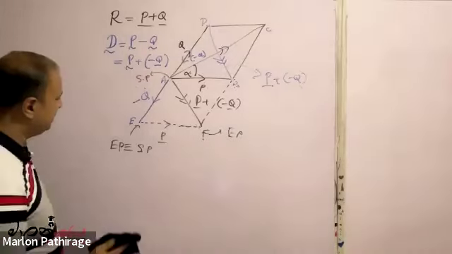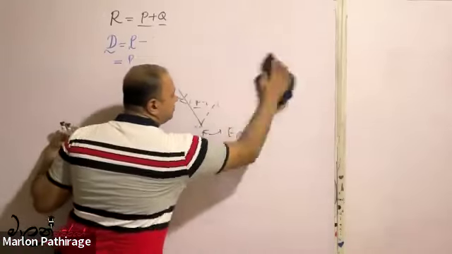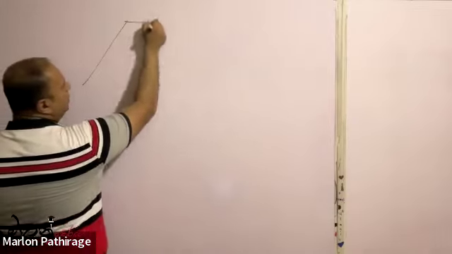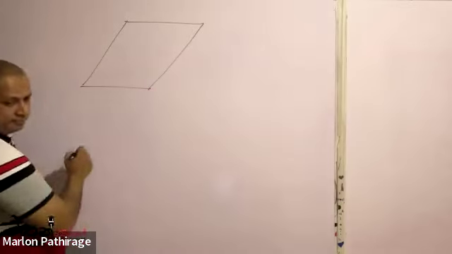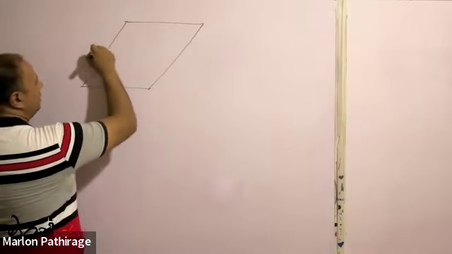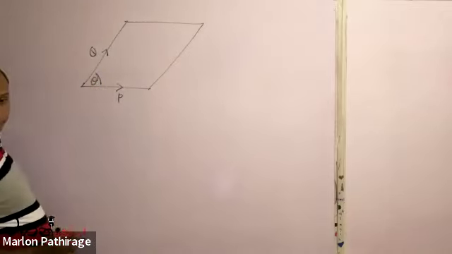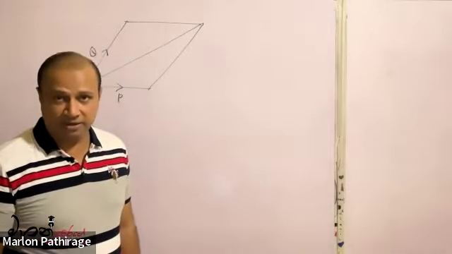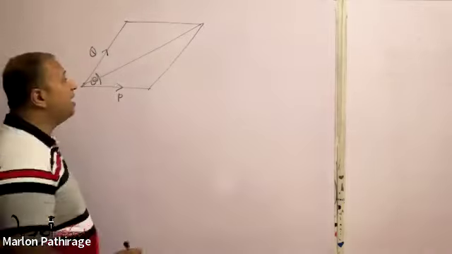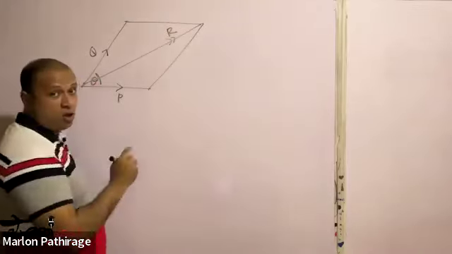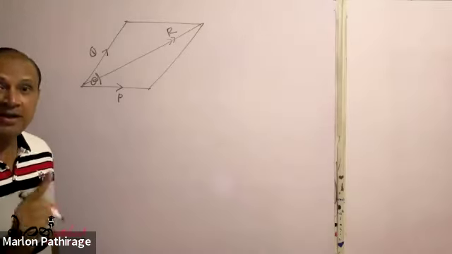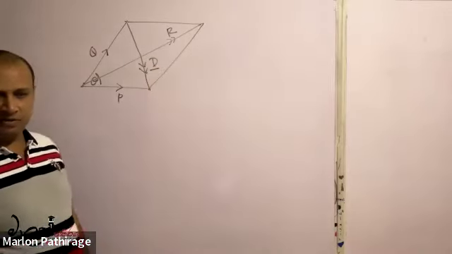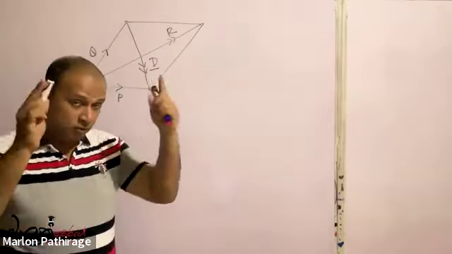So here is a summary. If you draw the vector parallelogram, with Q here, P here, and the angle theta, then the diagonal in between the two vectors gives their resultant, that is R. This diagonal gives the resultant R, while the other diagonal gives the difference vector. That is the only thing you have to understand.